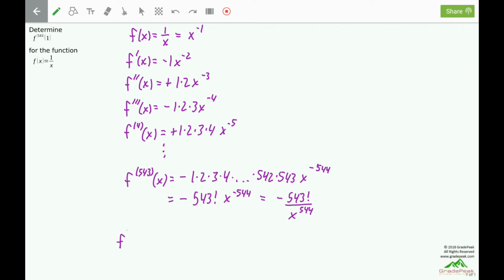Now what we want to do from here is evaluate this at an x value of 1 by plugging a 1 in for the x. So we have negative 543 factorial divided by 1 to the 544. Well, 1 raised to any power is still going to be a 1. So that'll be over 1. Anything divided by 1 is itself. And so our final answer is negative 543 factorial.